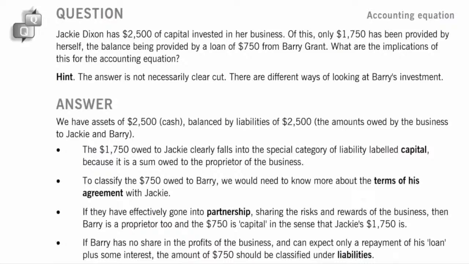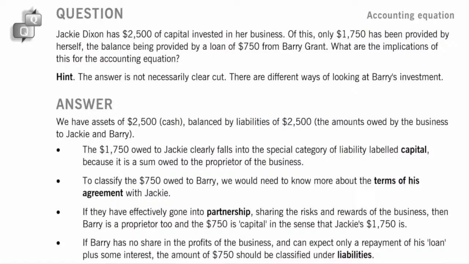And let's revisit this question about Jackie Dixon and her business. This example is all about understanding how the accounting equation works and how we classify different amounts in Jackie's situation. Let's take it one step at a time.